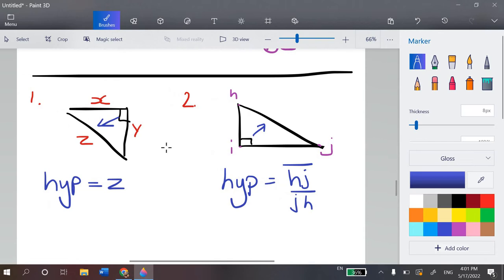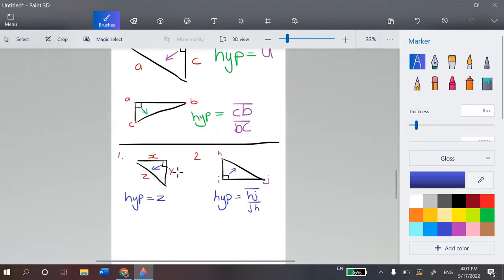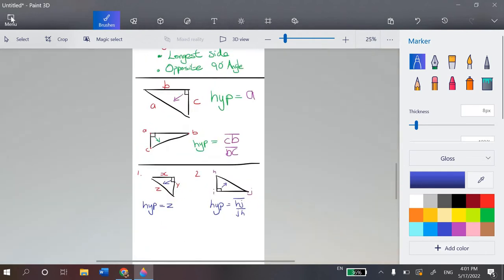In the homework that I give you, there will be a couple of questions like this also. Make sure it's all in your notebook. Now let's move on to the next one.